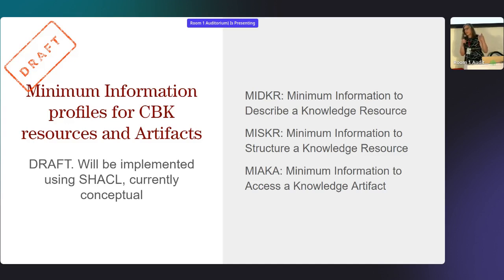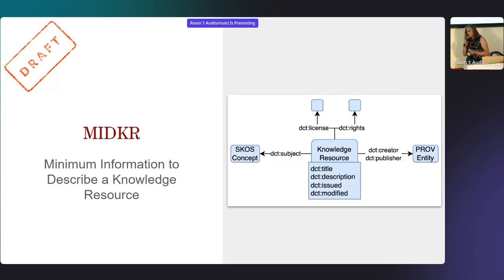We're going to use SHACL to formally describe them, but right now they're just conceptual. And this is very, very draft, so don't pretend that this is meaningful. This could all change in 5 minutes. The first one is MICUR, I think that's how I want to say it: minimum information to describe a knowledge resource.